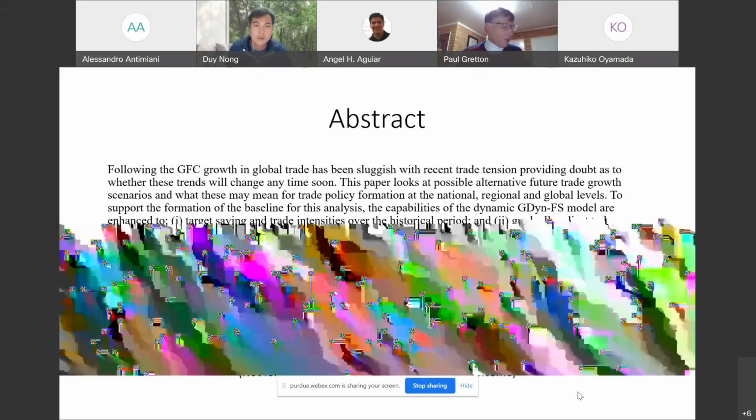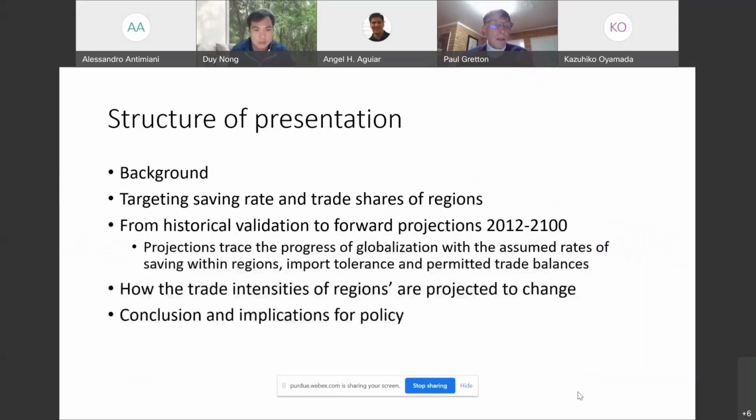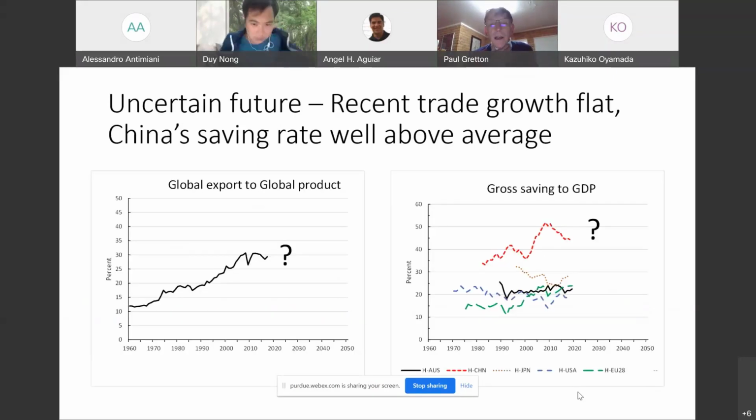Now, the structure of my presentation will be, I'll just give you a little bit of background first to the focus of the exercise. Then I'll talk a little bit about how I target the savings rate and trade shares by region, and then looking at the exercise from the historical validation path, moving from there to the forward projection path, which the switchover period in this exercise is 2019-2020. And then I'm going to introduce some trade intensity indexes by region, but I don't think I'll have time to go into that in detail in the presentation, but we could come to that in questions. And then a conclusion and some policy implications of the projections. So there will be a methodological part to the presentation as well as a policy element.